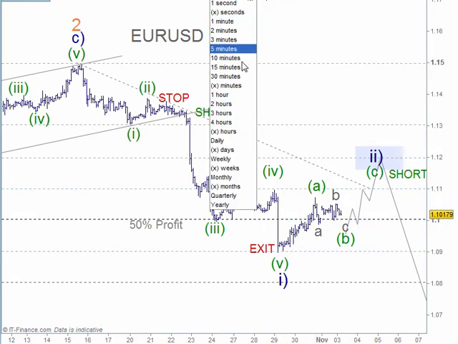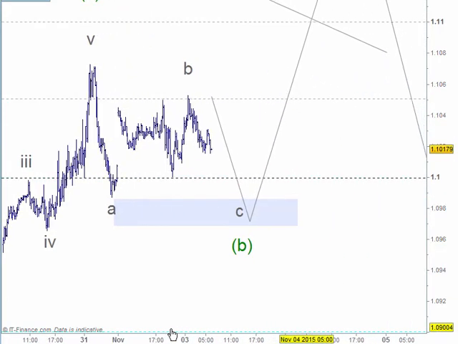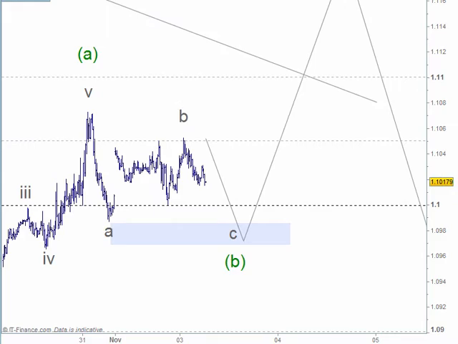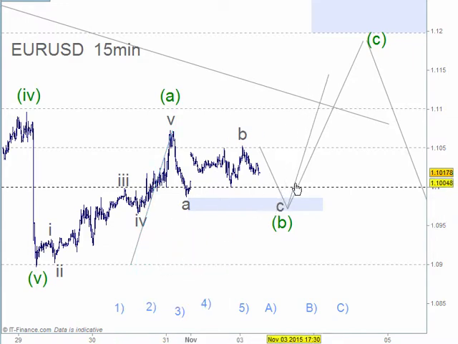On the 15-minute chart here, this is the 50-60% sort of retracement area here, and looking at this move to here, we could pretty much sort of grab that. Put that here. So we could be looking lower than expected here.